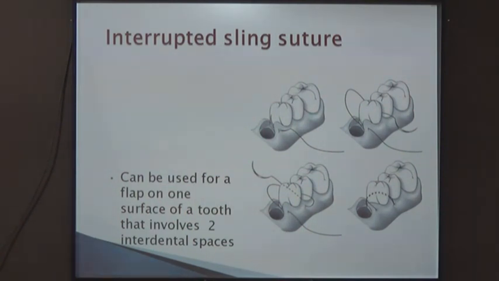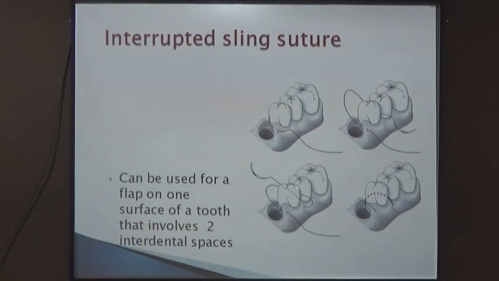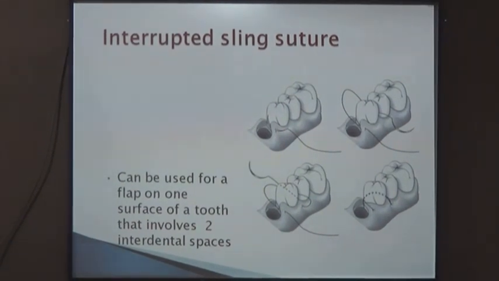So without raising the flap on the lingual or palatal area, why pierce the needle? So we will do it like this. See, it will go around the tooth and it will come out, and then they will give a knot here. So on the palatal lingual area it will go around the tooth. There won't be any bite at all. So it can be used for a flap on one surface of the tooth that involves two interdental spaces. This is interrupted sling suture.